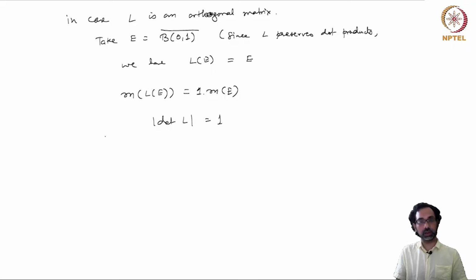And this will conclude our proof, because once we have checked it for orthogonal matrices and for real symmetric matrices, then our polar decomposition will ensure that the constant C is given by the determinant of L, where we can now use the multiplicativity of the determinant.